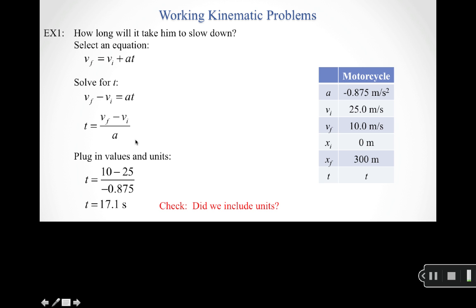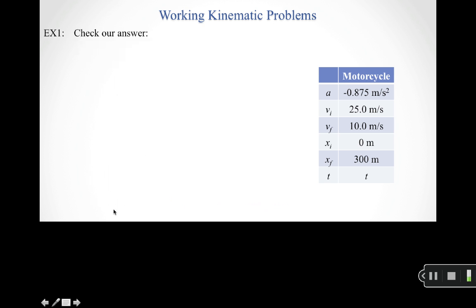Again, did I include units? Yep, it's seconds. Again, I can do the dimensional analysis to check. And does my sign make sense? Well, I know that I should have a positive value of time because it happened after he initially started slowing down, and that was at t equals 0. So sure enough, my sign makes sense for what my time is.